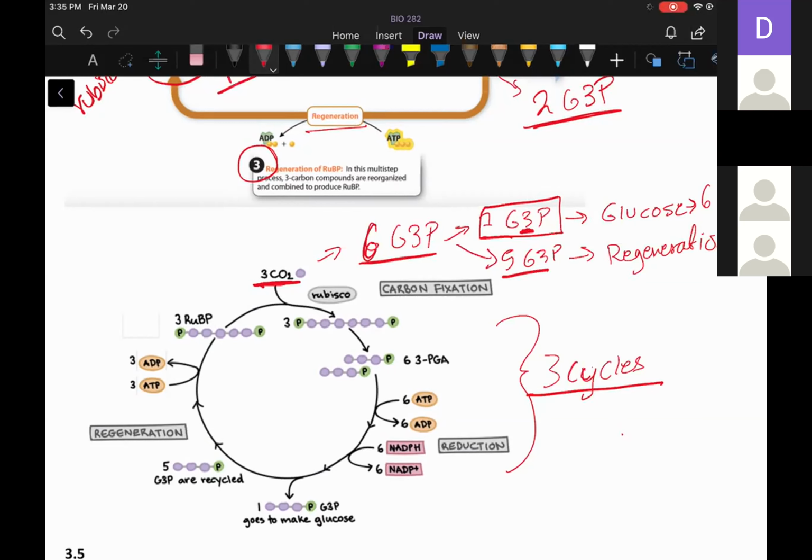We need another additional 3 cycles. So when we have a total of 6 cycles, we're going to produce another 6 G3P, and then it's the same process. The 5 will go into regeneration, and the 1 will go into making glucose. So when we have 6 cycles, we're going to ultimately have 2 G3P molecules. Does that make sense? Any questions on that?